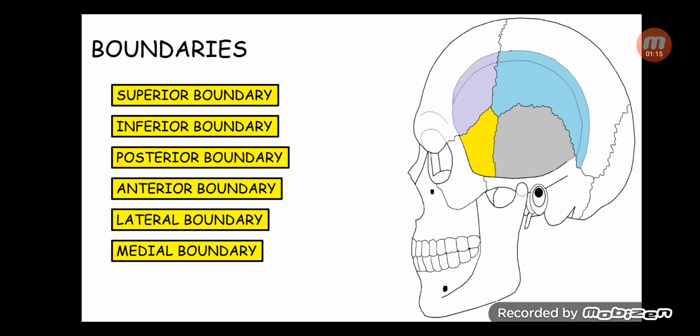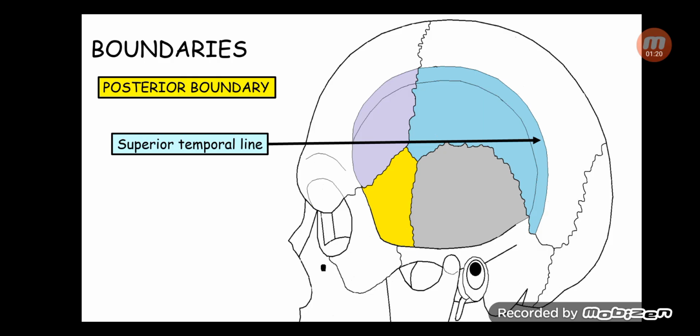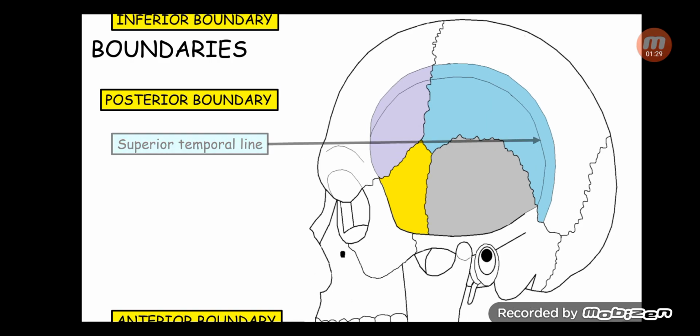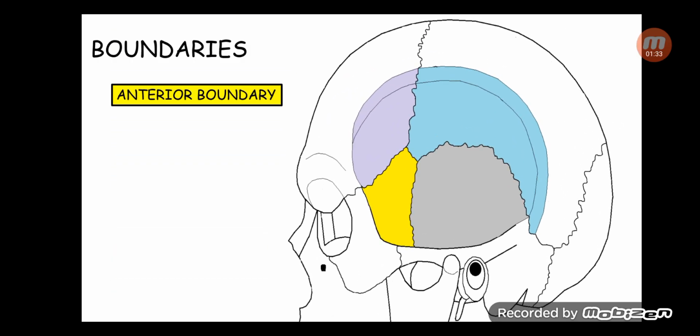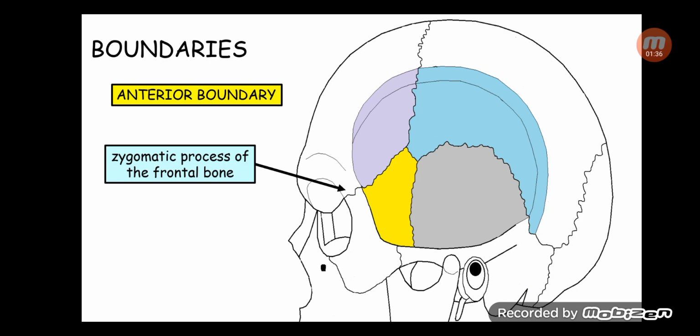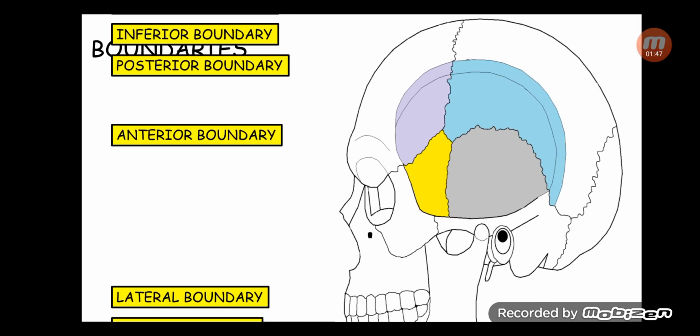The next boundary of the temporal fossa is the posterior boundary. The posterior boundary is formed by the superior temporal line. This is important: the superior and posterior boundaries of the temporal fossa are both formed by the superior temporal line. Then we have the anterior boundary of the temporal fossa. The anterior boundary is formed by the zygomatic process of the frontal bone and the frontal process of the zygomatic bone. Both of these bone processes combine to form the anterior boundary of the temporal fossa.